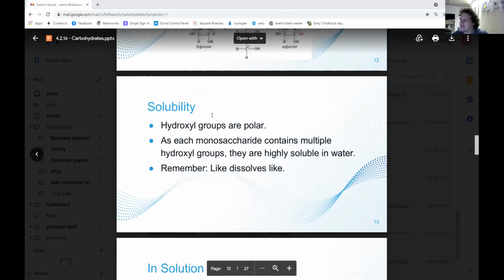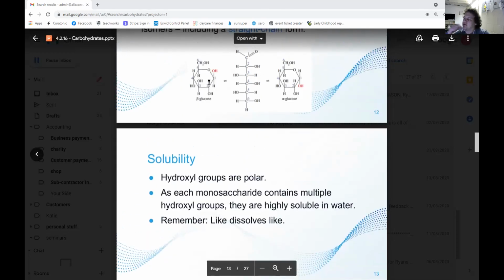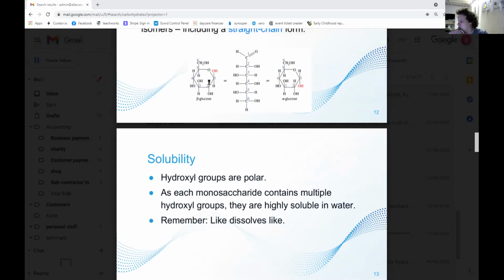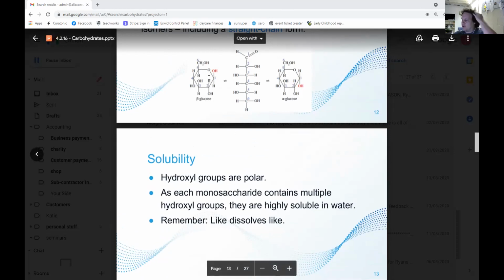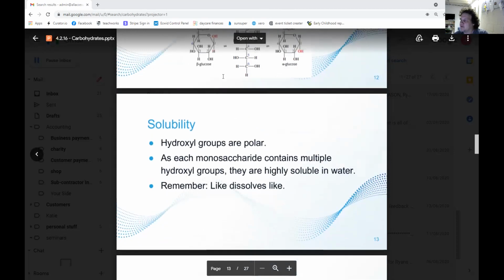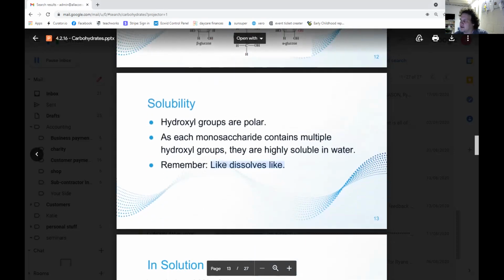So solubility, we remember that hydroxyl groups are extremely polar. So they will bond with water. I mean, you've seen how much sugar you can dissolve into water, I don't know if you've done an experiment. It's a huge amount. So remember this, like dissolves like.